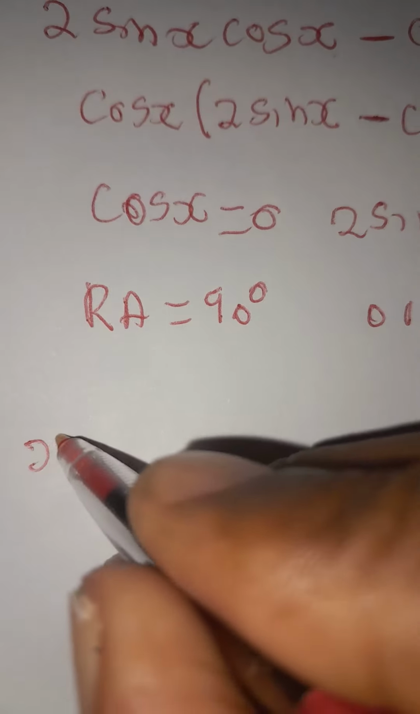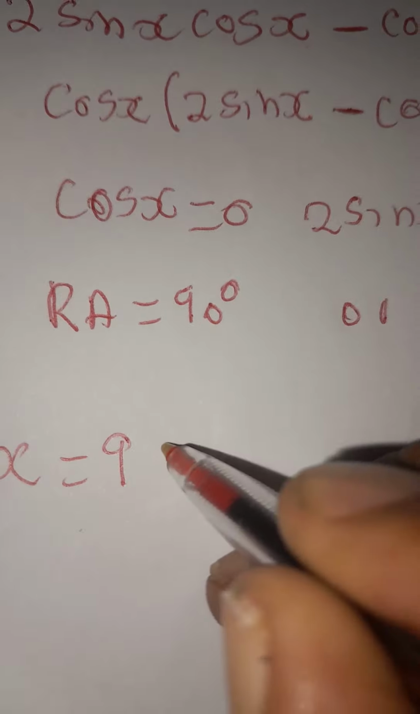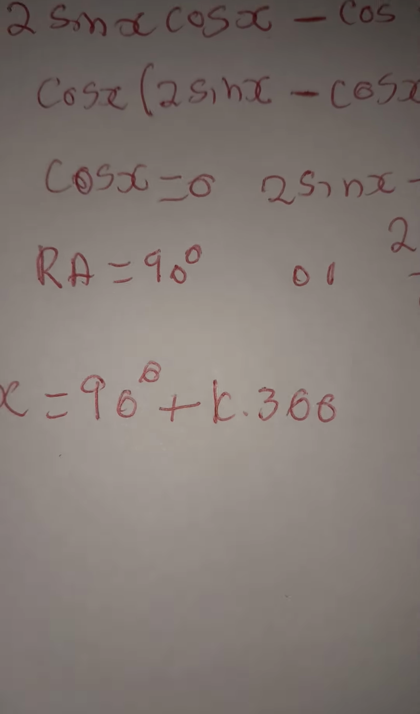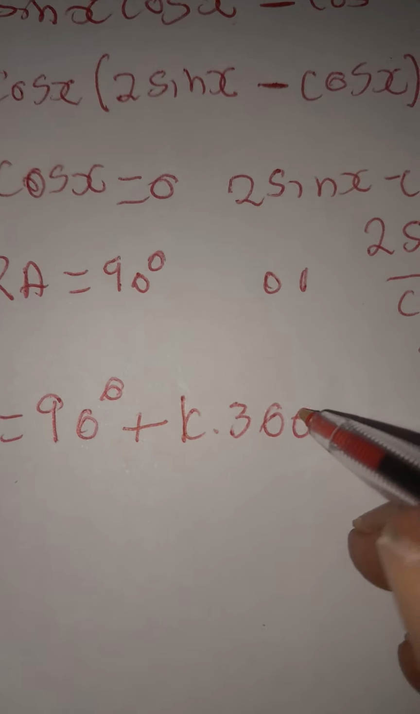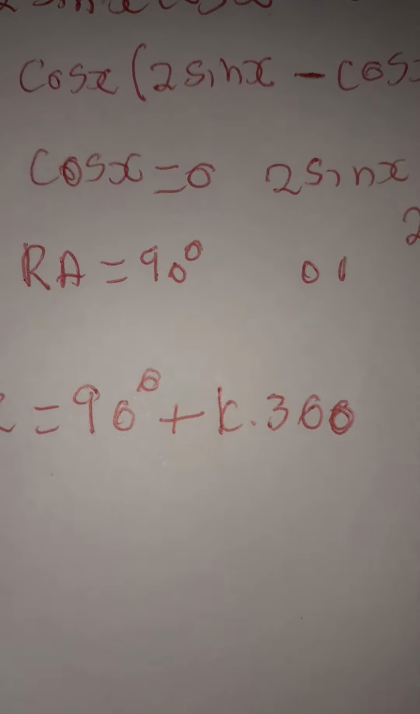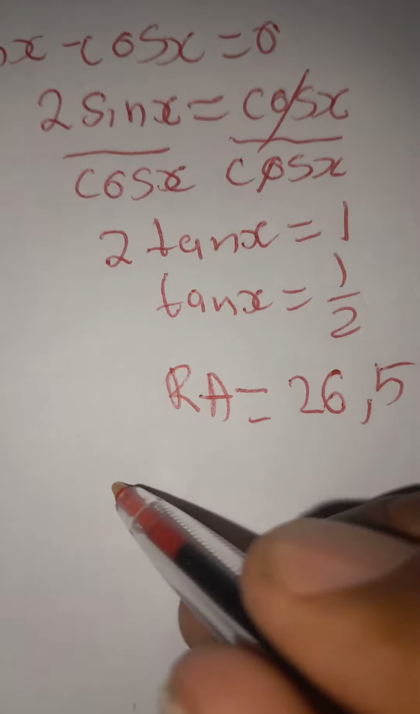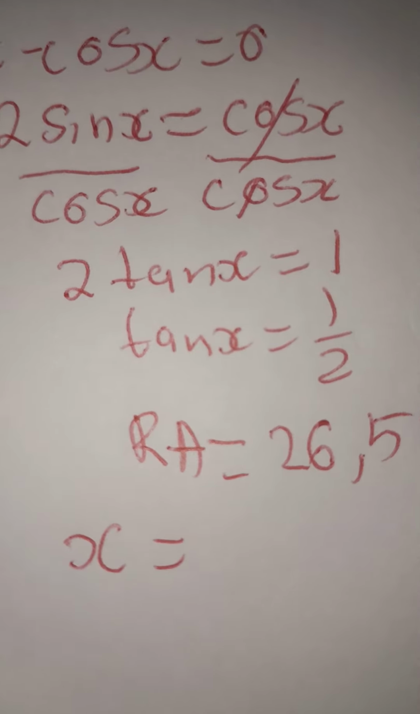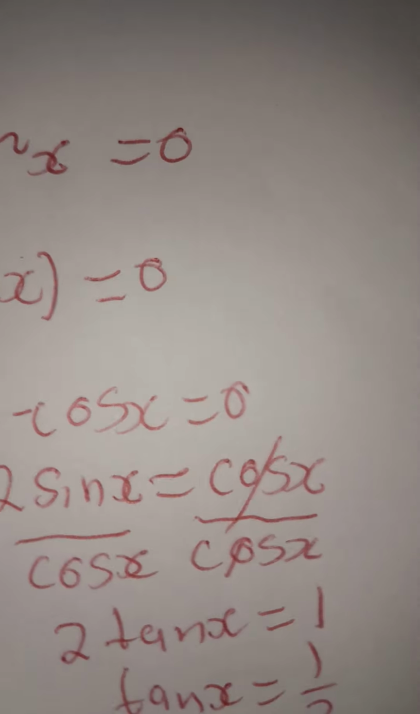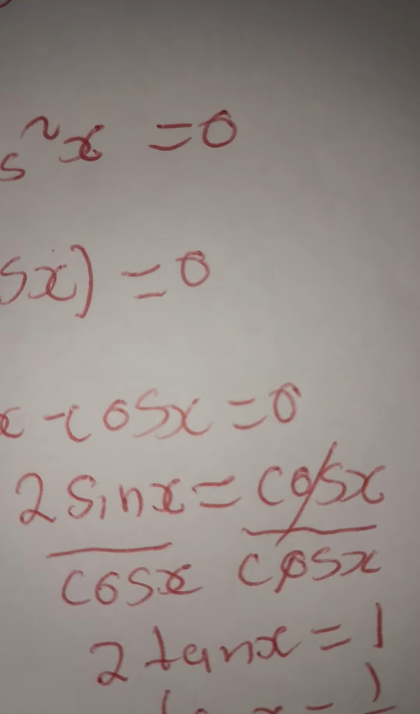So in this case we're having 90 degrees as a reference angle, plus k times 360 there, right? 90 plus k times 360, or, correct to 2 decimal places, what will this be?